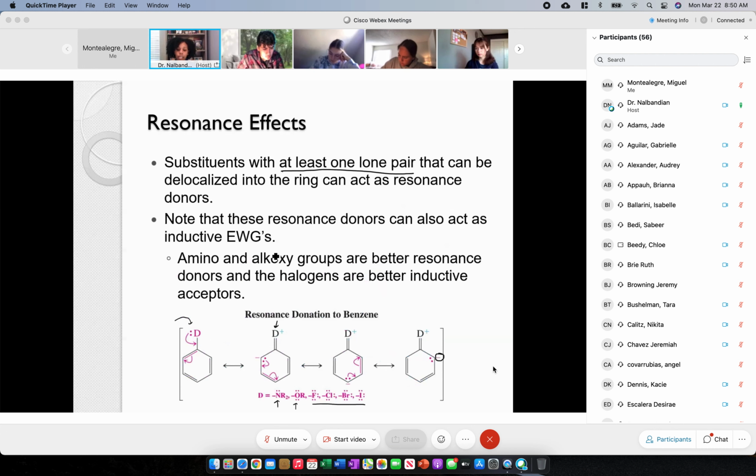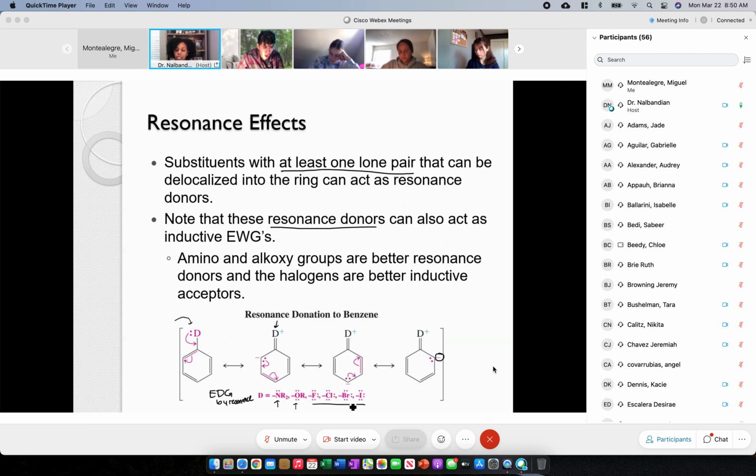Now look at all these atoms. We have nitrogen, oxygen, and the halogens. That's what we're talking about. So yes, these are all resonance donors. So these are all electron donating groups by resonance.